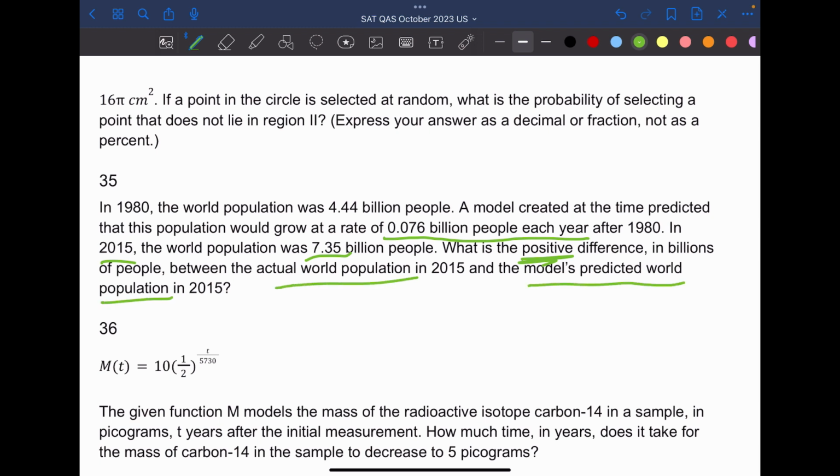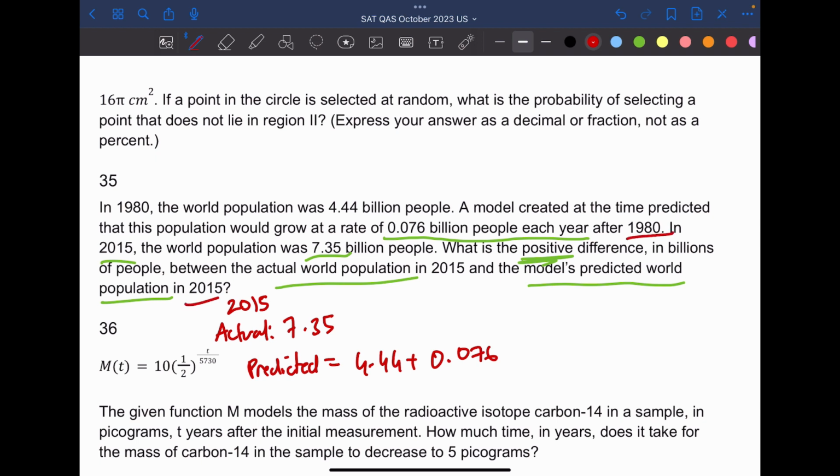Okay, so let's write down a few things. At 2015, the actual value was 7.35 billion people. The predicted, I'm going to write that down, was equal to 4.44 billion people plus a number that we would increase each year, which was 0.076. But then how many years did we actually wait? The difference between 1980 and 2015 is 35. So we multiplied this number by 35 to get what we actually increased by.